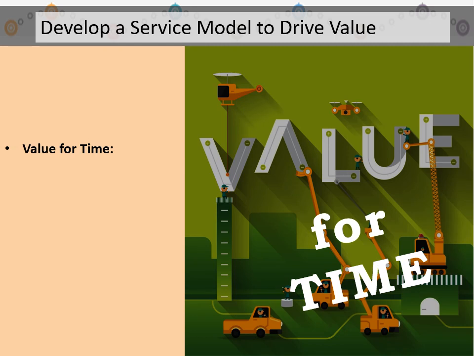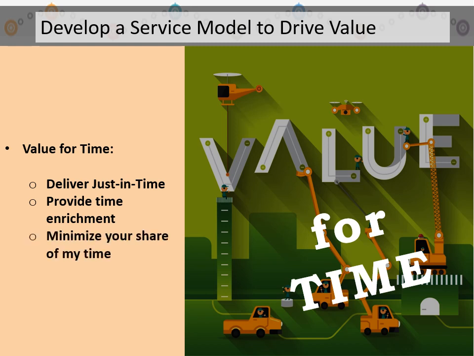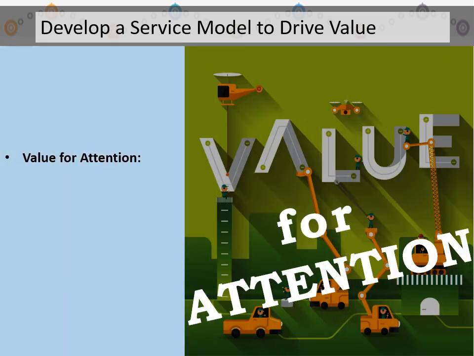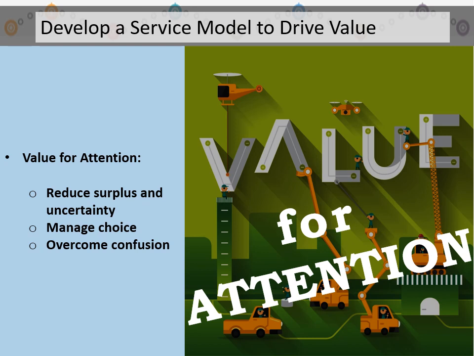Value for time. It includes deliver just in time. Provide time enrichment. Minimize your share of my time. Value for attention. This includes reduce surplus and uncertainty. Manage choice. Overcome confusion.